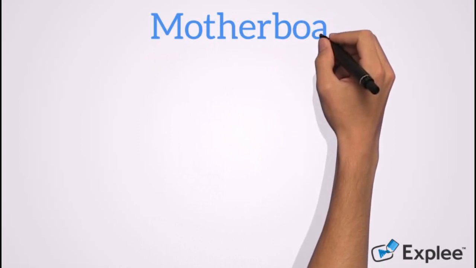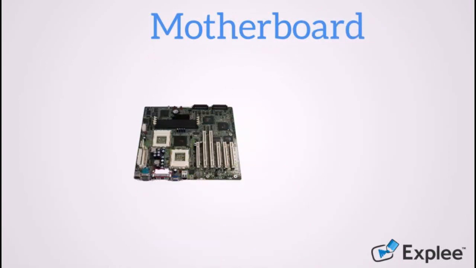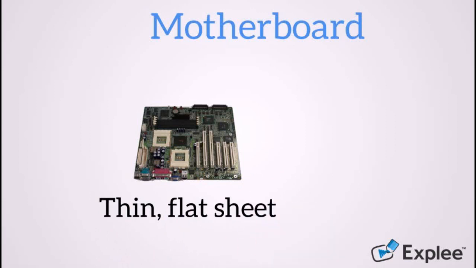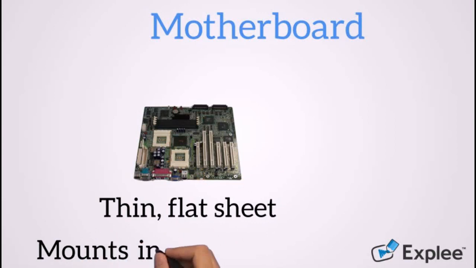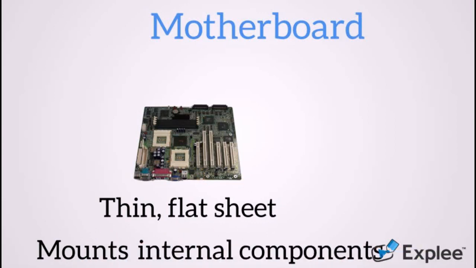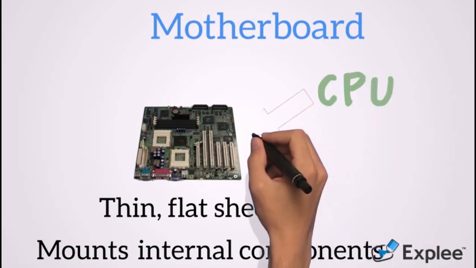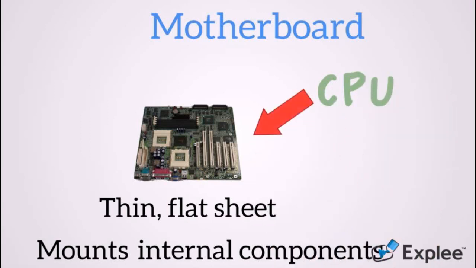As a requirement, the box of any computer contains a motherboard, which is a thin, flat sheet made of a firm, non-conducting material on which the internal components of the computer are mounted. The central processing unit, or CPU, and slots to add more components are all here.